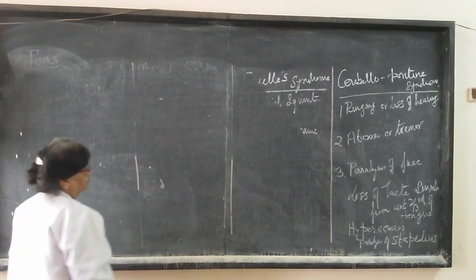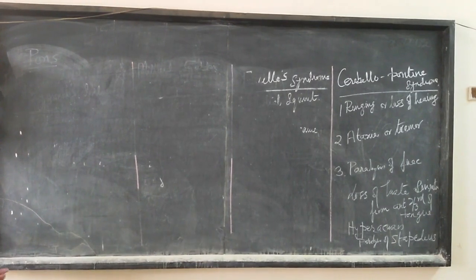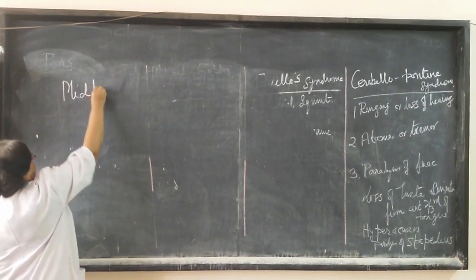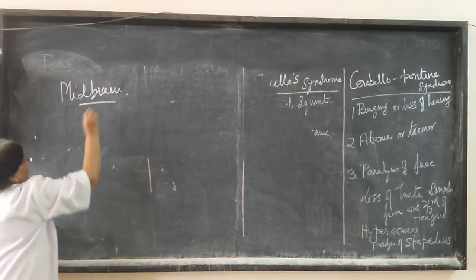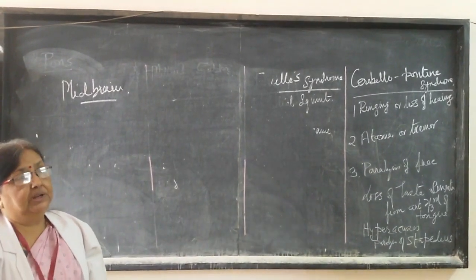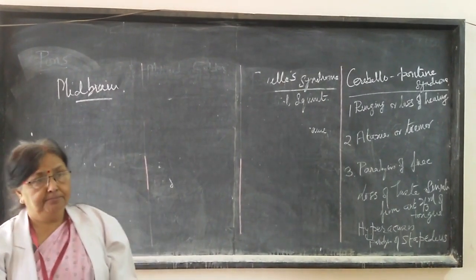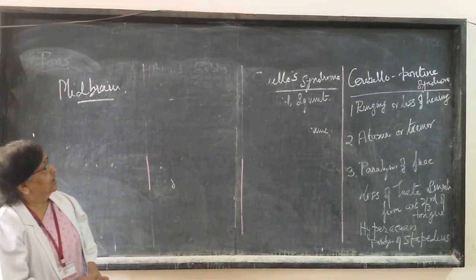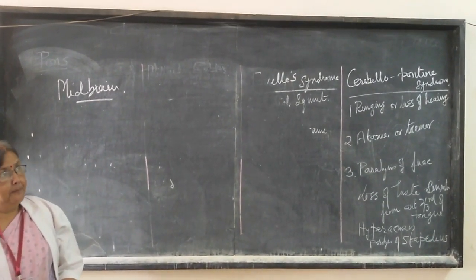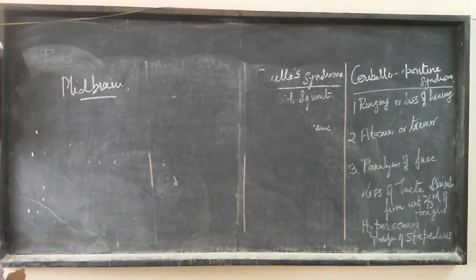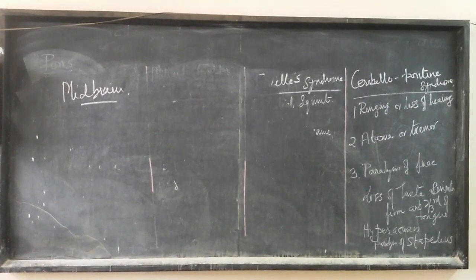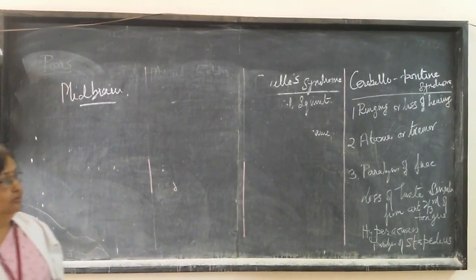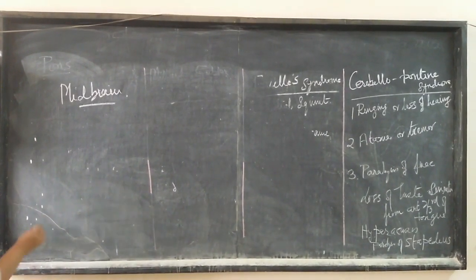Coming to the midbrain. Midbrain is the uppermost part of the brain stem. This lies in the tentorial notch. This is the smallest part of the brain stem. When we see the midbrain, it has a ventral surface and a dorsal surface, and the cavity of the midbrain is known as the cerebral aqueduct.